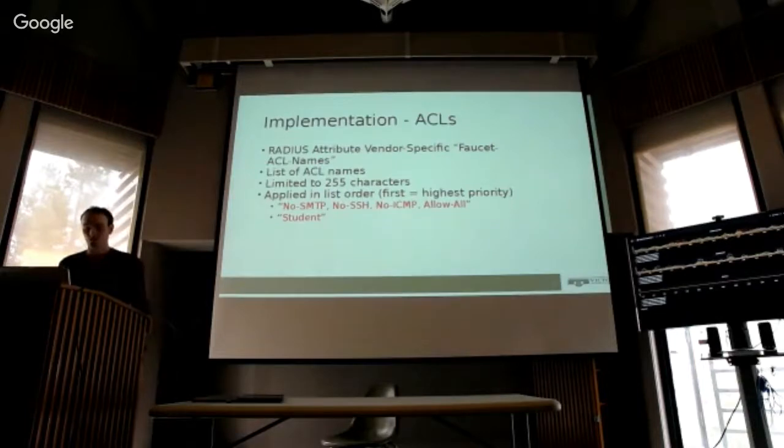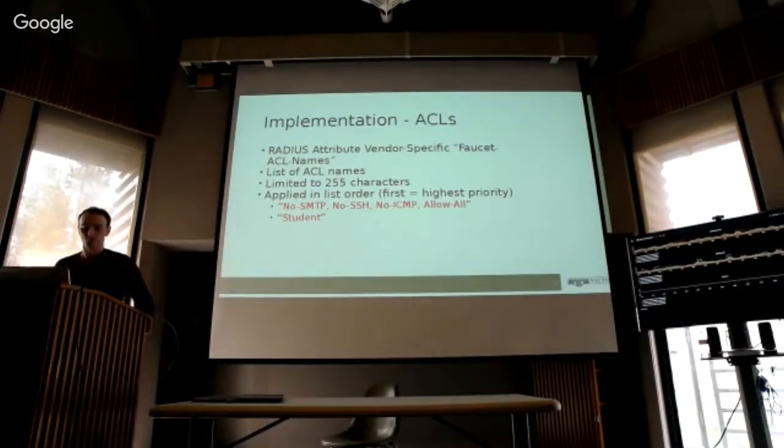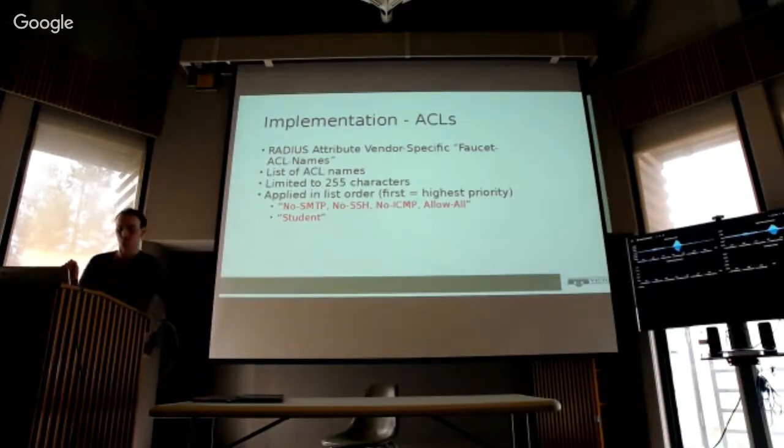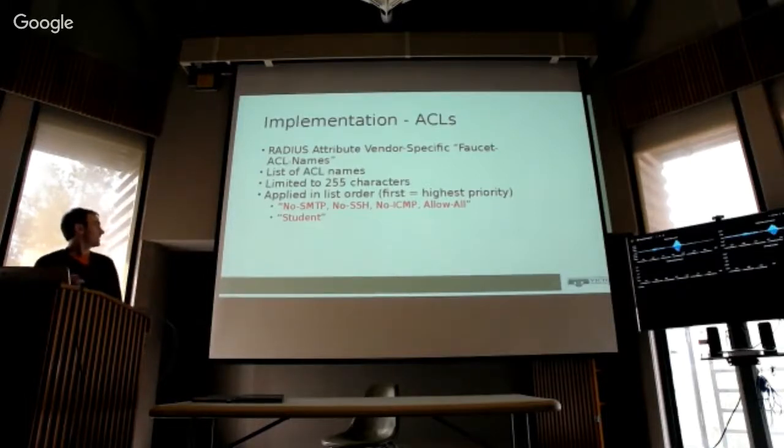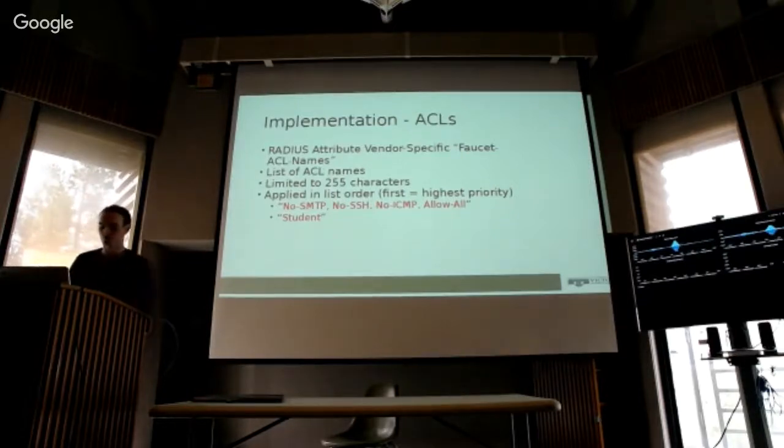We have a vendor-specific RADIUS attribute, Faucet ACL names, which is basically a list of ACL names that we're going to apply. I think you're limited to 255 characters, but I could be wrong on that. Could be 4096 or something. I'm not 100% sure. Our lists can be multiple items, or we could have a single item.